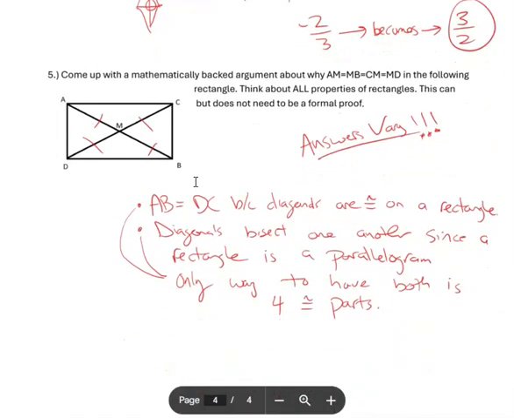And the last one, come up with a mathematically backed argument why AM must be congruent to MB, which is congruent to CM, which is congruent to MD. Answers can vary, but you should probably say something about the diagonals being congruent on a rectangle, and they also bisect one another on a rectangle because it's a parallelogram. So if they're congruent and they cut each other in half, you're going to end up with 4 congruent parts.